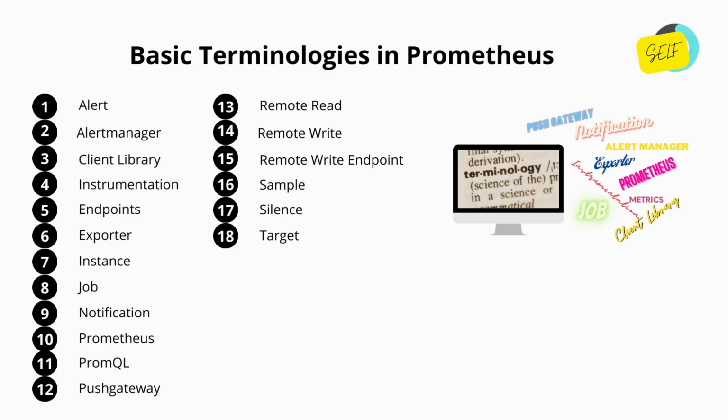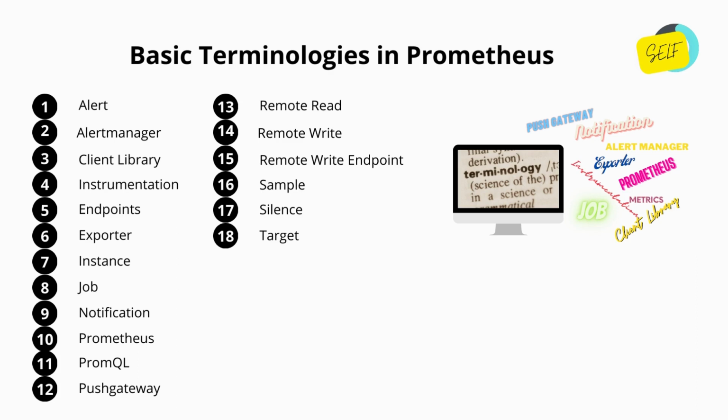Next is remote read and remote write. These are the APIs available inside Prometheus. They help you to write the data to a remote storage system or to read the data from there, and vice versa. Remote write endpoint, again, is an endpoint to which you can write the data. It can be a remote storage system or remote storage endpoint.